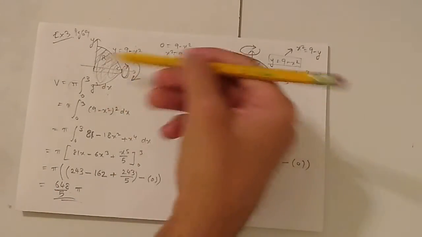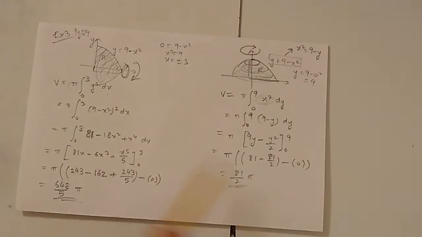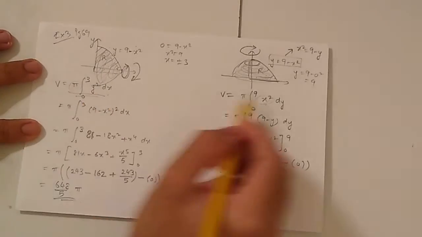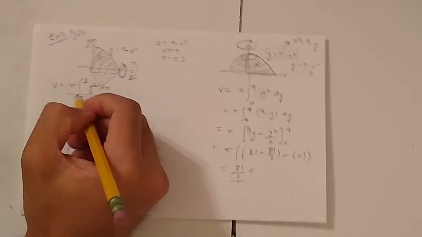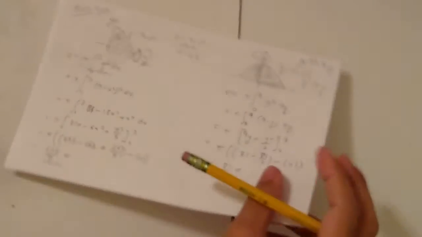Here the volume was taken by revolving around the x-axis, here the volume was taken by revolving around the y-axis. In this case you need to remember this formula only, because you will not be asked to rotate around the y-axis, you will only be asked to rotate around the x-axis. In this case the formula is pi into the integral of y squared with respect to x. Now let's consider a final example.